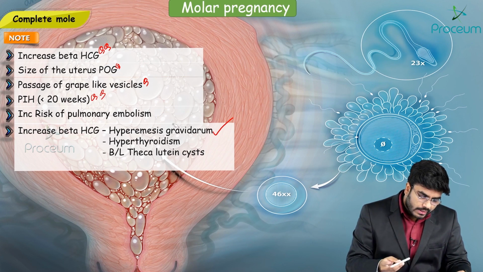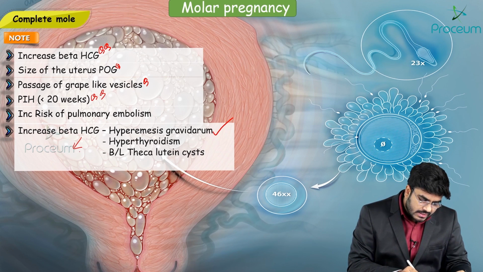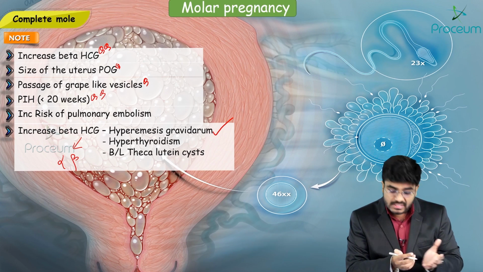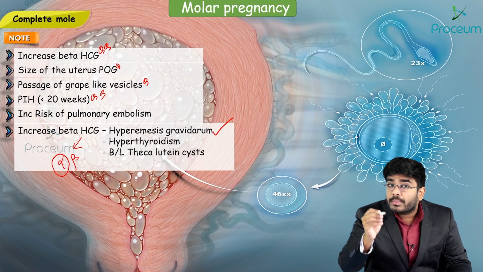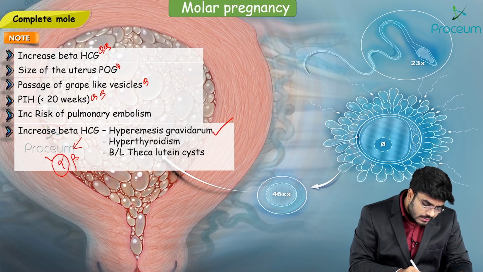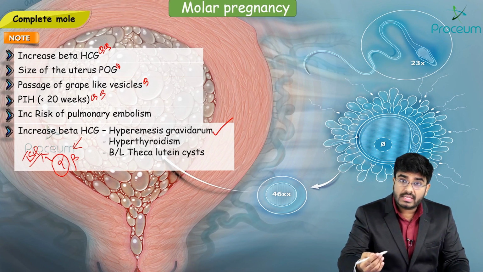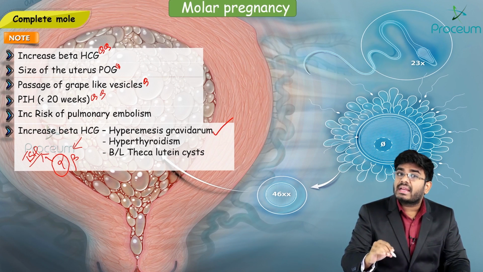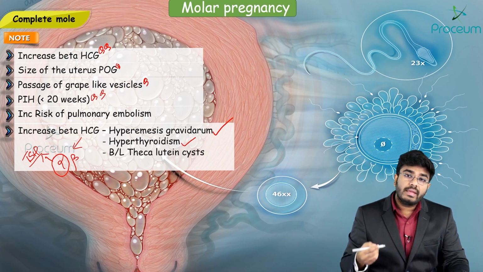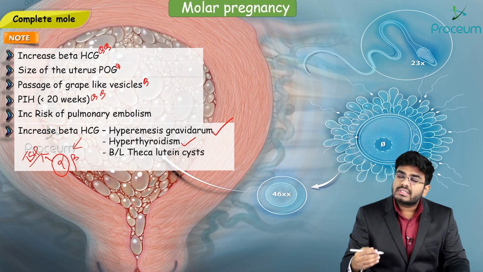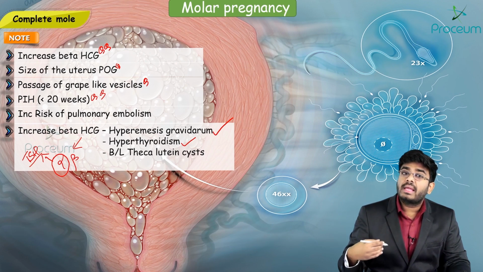Yes, true. Now we all know that beta HCG has an alpha subunit and a beta subunit. The beta subunit is specific for beta HCG, and we already know that the alpha subunit of beta HCG is similar to TSH, thyroid stimulating hormone. So whenever there is too much beta HCG, the alpha subunit can act like TSH. It can stimulate the thyroid gland and lead to hyperthyroidism in this female. So a female with a complete mole is at risk of hyperthyroidism. She can have the features of hyperthyroidism.